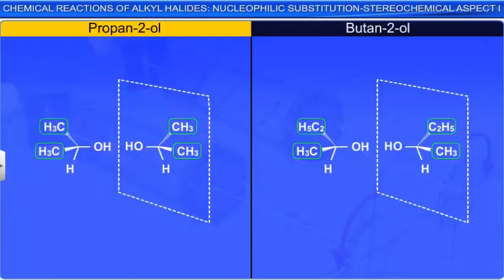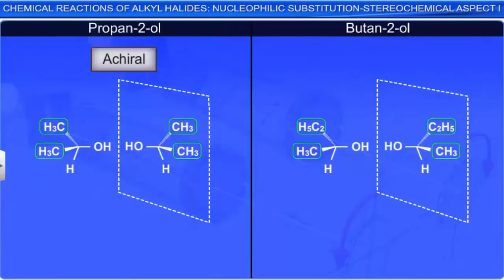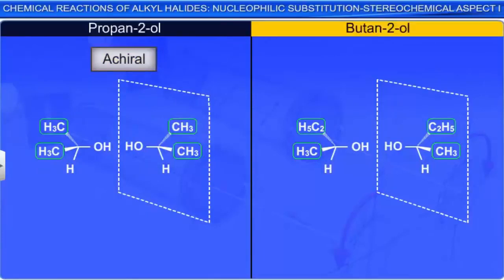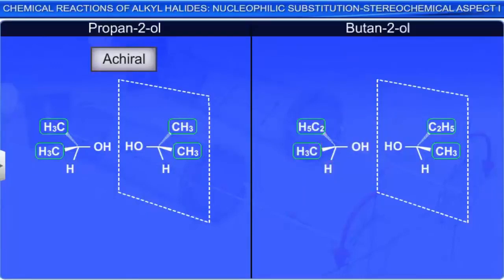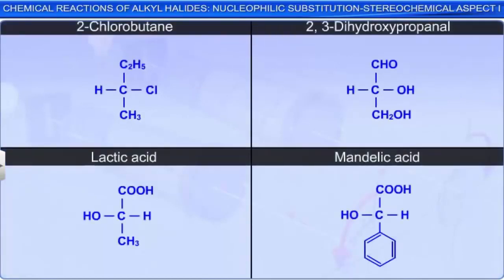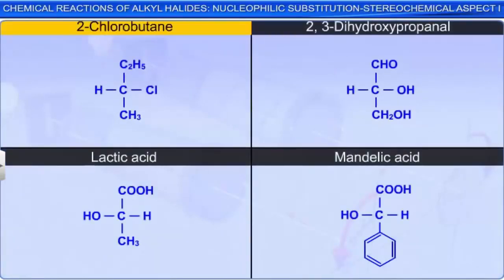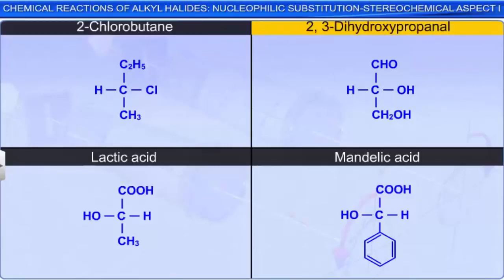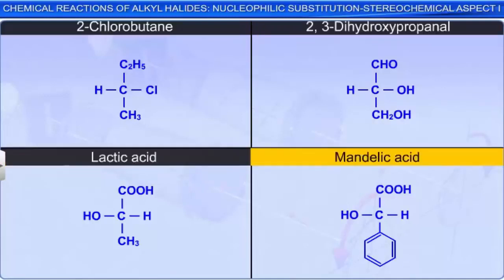Thus, it is achiral. However, butan-2-ol contains four different groups attached to the tetrahedral carbon. Hence, it is an asymmetric molecule and is expected to be chiral and optically active. Some common examples of chiral molecules are 2-chlorobutane, 2,3-dihydroxypropanal, lactic acid, and mandelic acid.